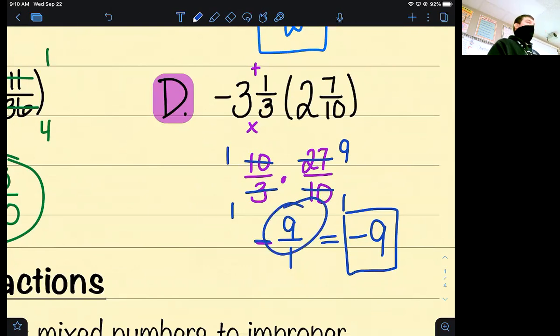Big ideas will count it wrong because they'll say it's not reduced all the way. And they're right, it's not reduced all the way. Just write it as -9.